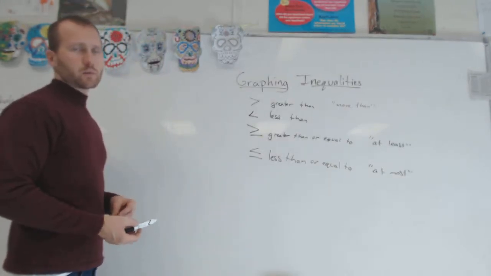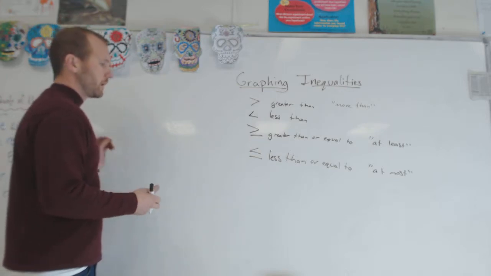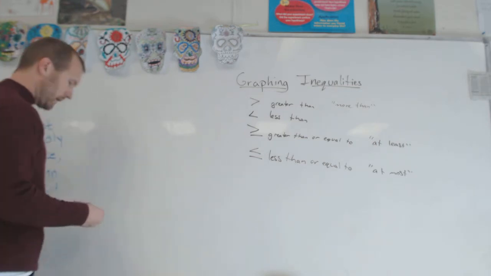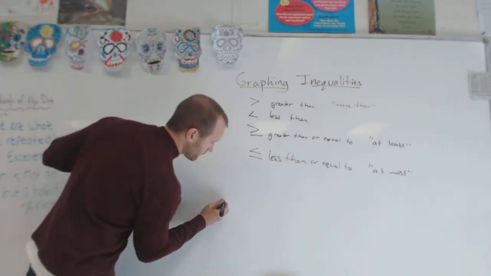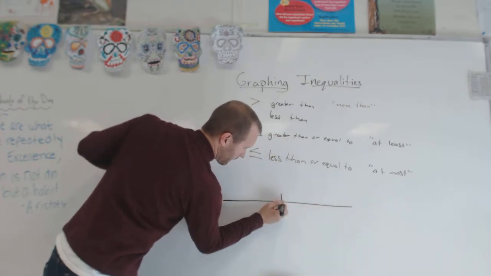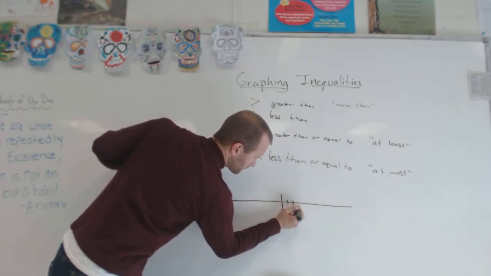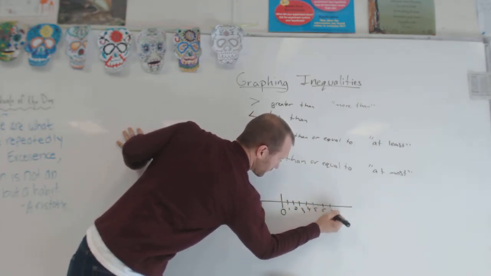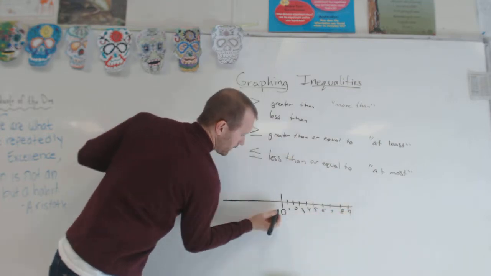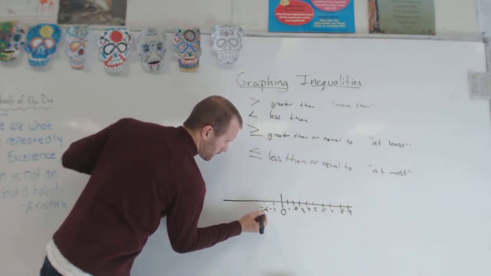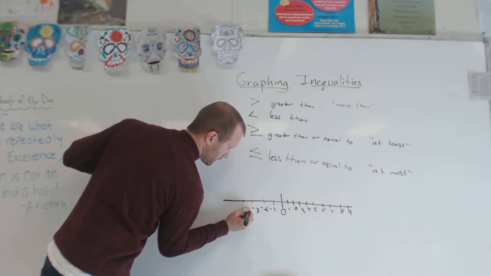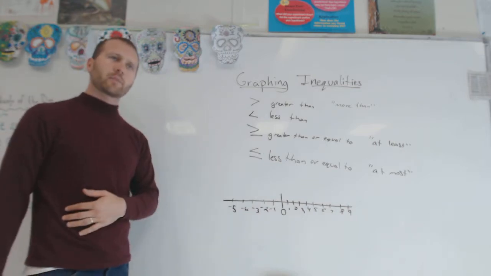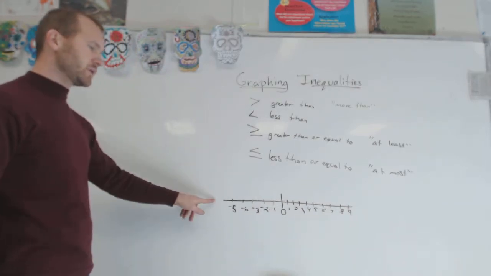Just plain old equals. We're not going to talk about that one today. Alright. So, you have seen this before. I like my marker. Number line. What is this called? Number line. Okay, that should be good. That's called a number line. The way that you're going to graph these is just using a number line.